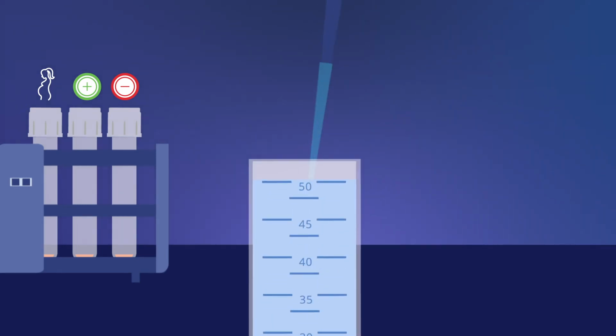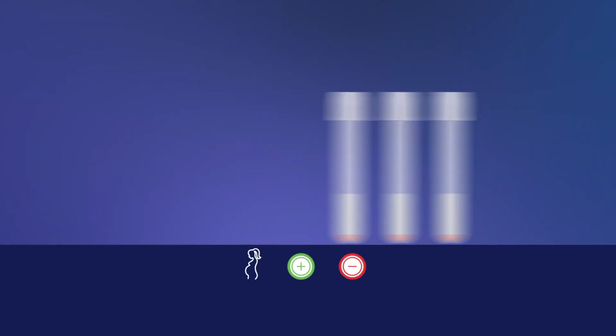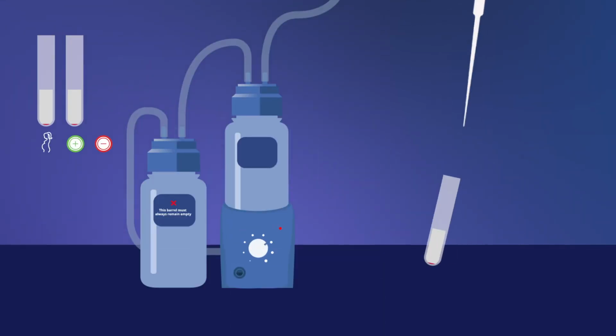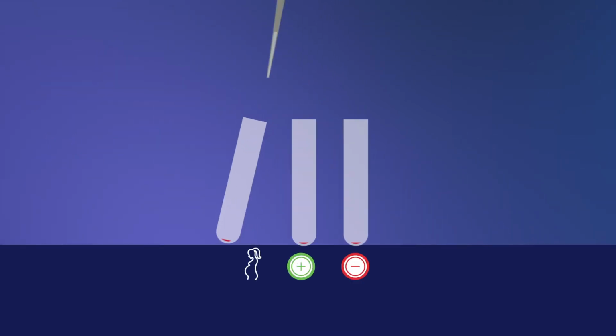Wash the sample once with 2 milliliters of reagent D and centrifuge. Decant the supernatant and resuspend the cell pellet in 100 microliters of reagent D until there are no aggregates visible.